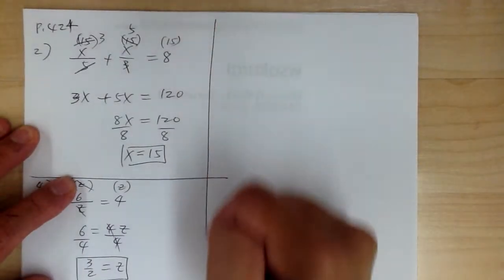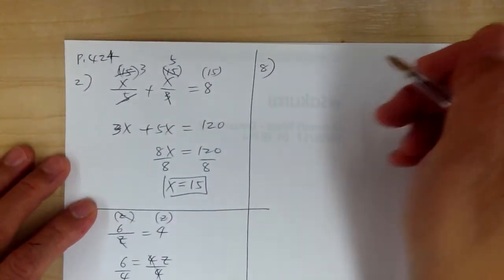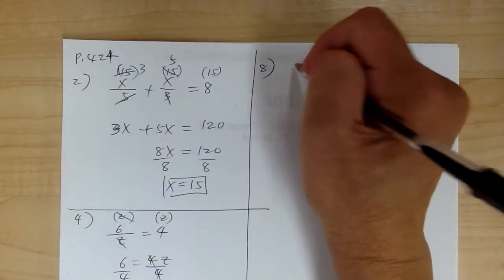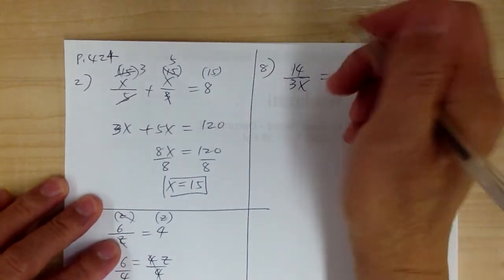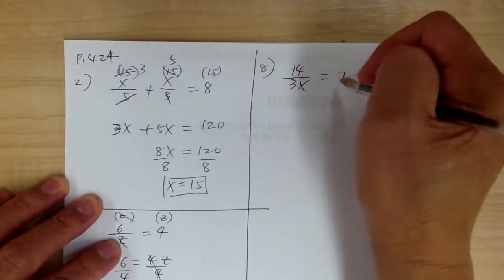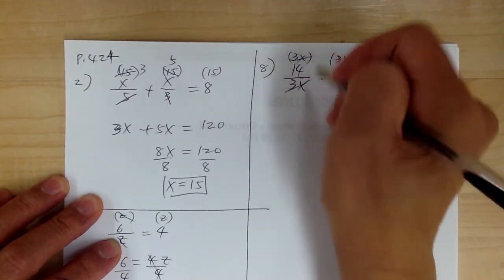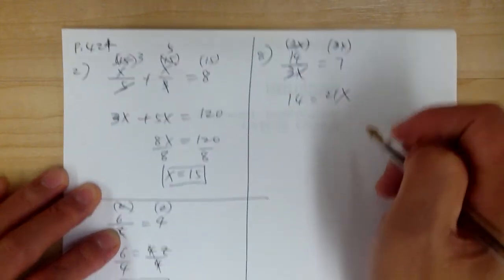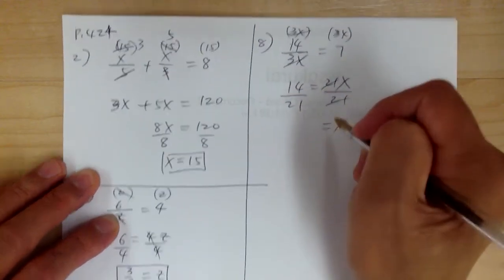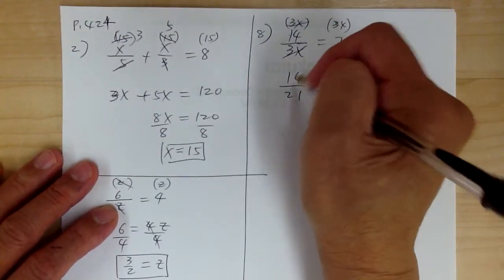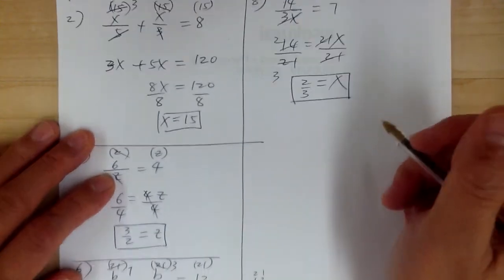Okay, let's go to number 8. In number 8, you have 14 over 3x equal to 7. Okay, so you can multiply by the common denominator. Another way you can do it is cross multiply, but let's just go and multiply by the common denominator. So this will cancel out, so you get 14 equal to 21x. Then divide by 21, so this will cancel out. So x equal to, this one you can reduce by 7, so divide by 7, you get 2 over 3, and that's it.